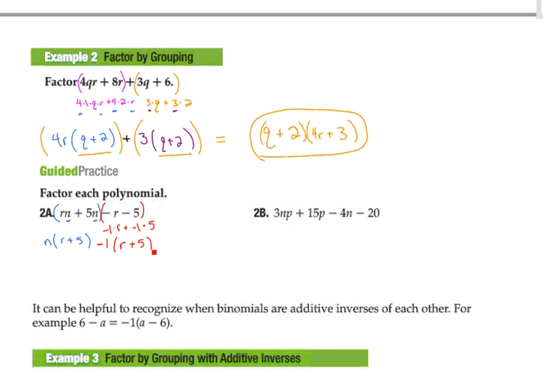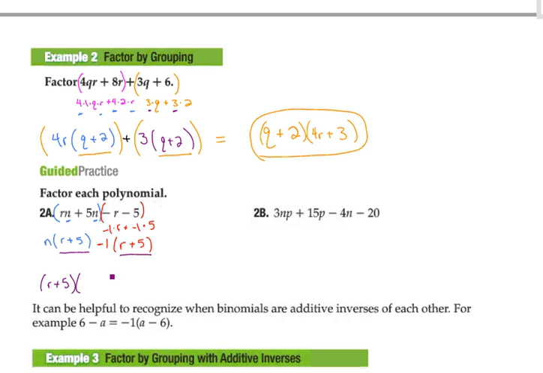So what did I do? I just changed the signs of those terms by taking out that negative 1. Okay. Again, there's step 1 of my grouping. Now I'm going to go ahead and realize that I'm going to distribute again. Now I see that they have that common factor of r plus 5.